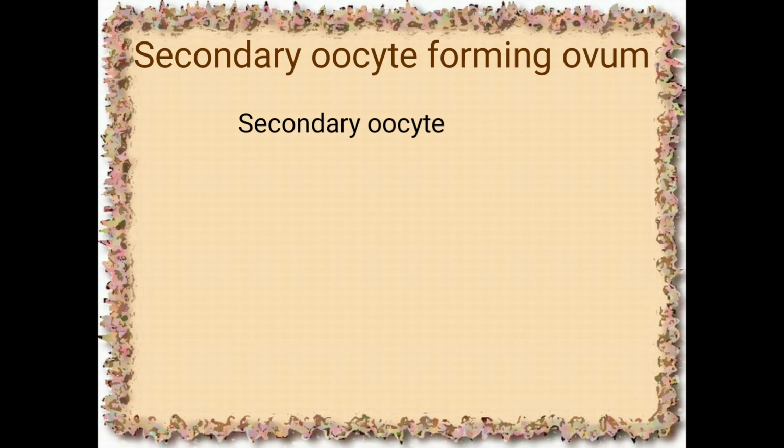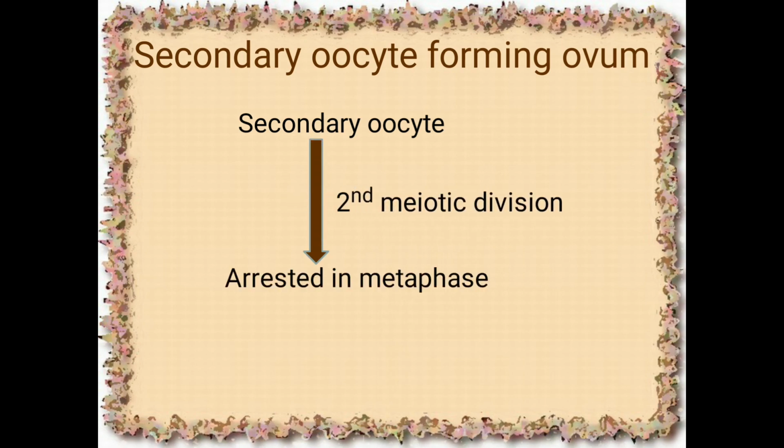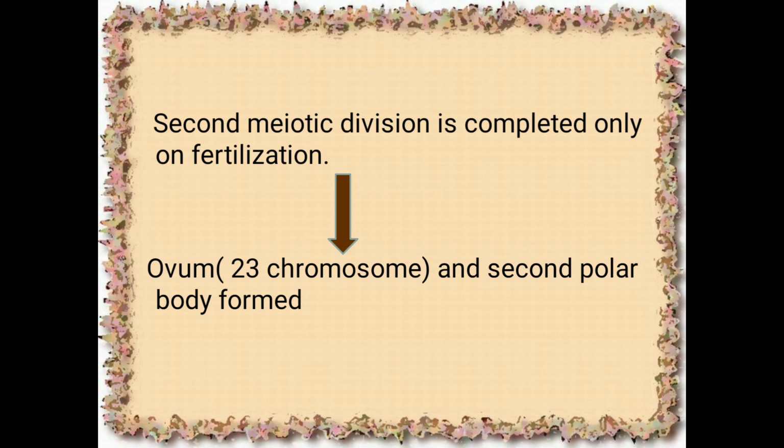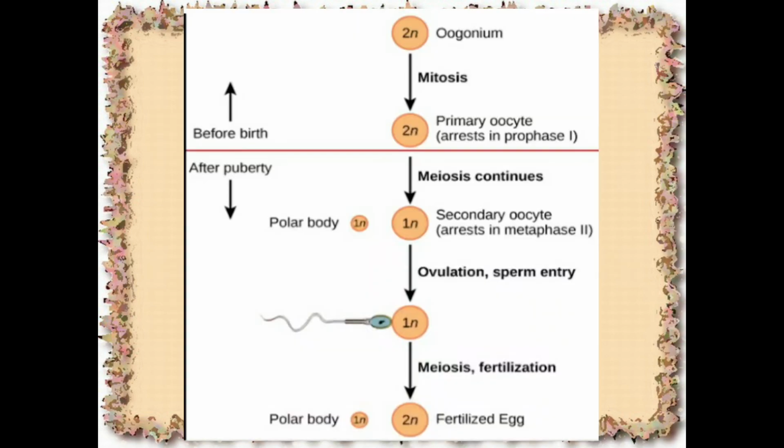The second meiotic division is completed only when the egg is penetrated by a sperm, that is, on fertilization. As a result of this second meiotic division, the ovum containing 23 chromosomes and the second polar body are formed. These polar bodies are extruded. Thus, in the process of oogenesis, each primary oocyte produces only one ovum.